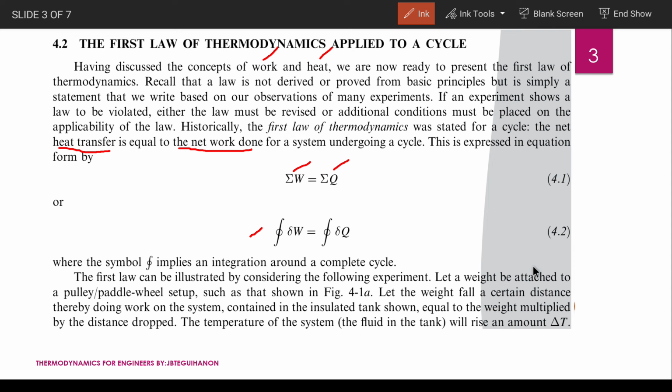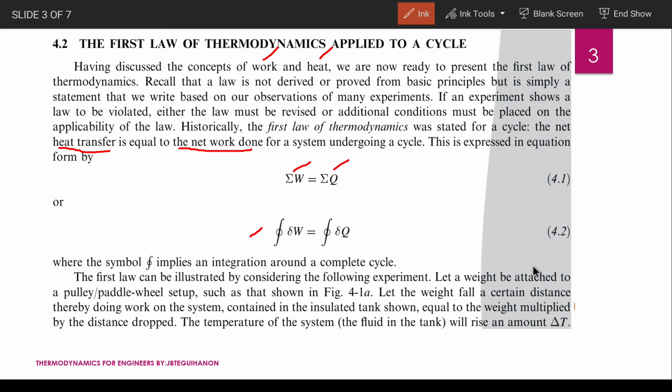The law is not derived from or proved from basic principles, but is simply a statement that we write based on our observation. And hindi lang yun, kung hindi maraming experiments. So if an experiment shows a law to be violated, either the law must be revised or additional conditions must be placed on the applicability of the law. Historically, the first law of thermodynamics, ano again yung first law? Conservation of energy. Yung other meaning, was stated for a cycle.